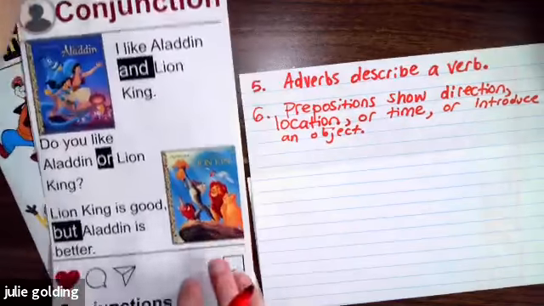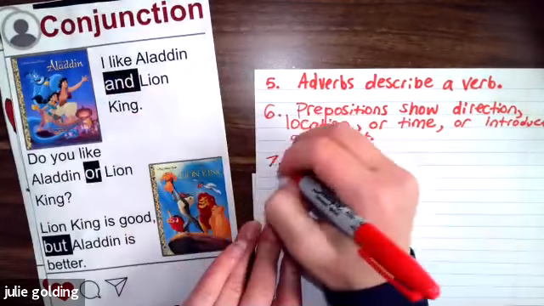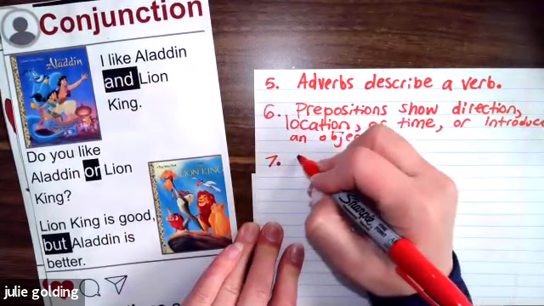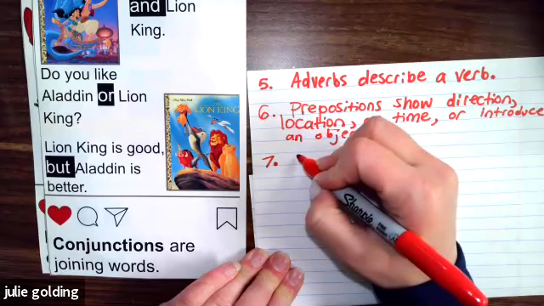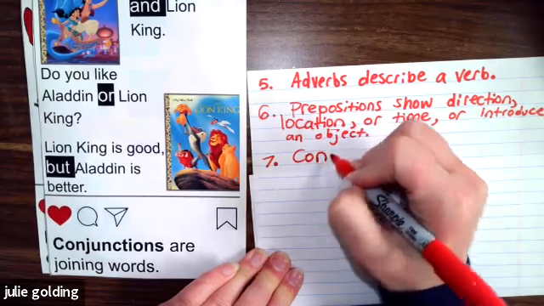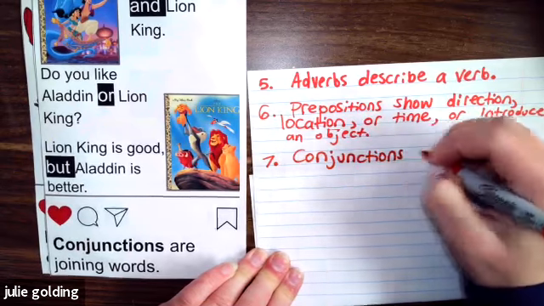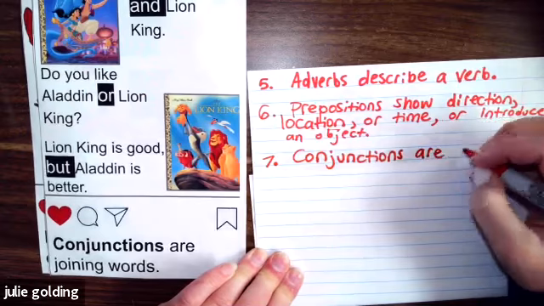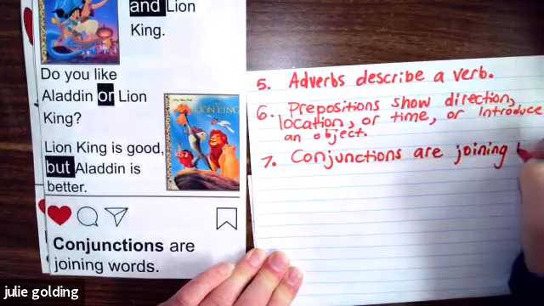Next, we have conjunction. Right, number 7. And the definition of conjunctions. Conjunctions are joining words.